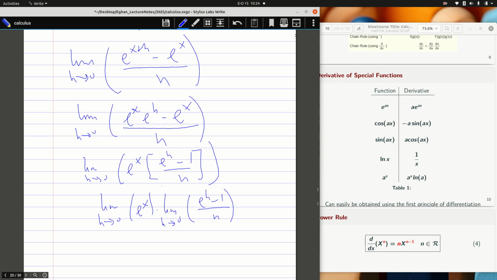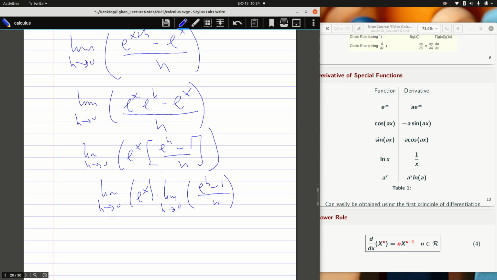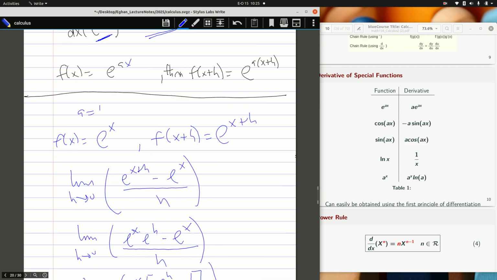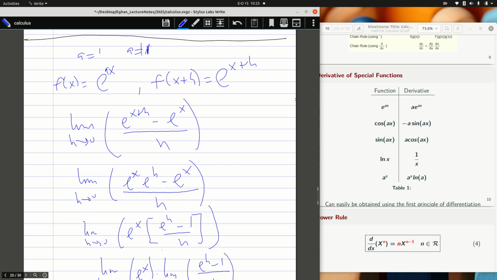As h approaches 0 here, I'm going to get e to the power x because there's no h term to do the substitution. The limit of the other part as h approaches 0, we're going to get 1. And so e^x times 1 is e^x. And indeed, the derivative of this is just equal to the same function. Now you want to go by the same approach and assume that a is not equal to 1. So it means I have e^(ax). It should fall in place for you. And so they are not magic. You can use the first principle to prove all these special derivatives.